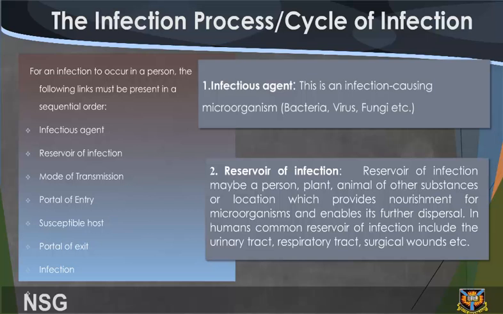2. Reservoir of infection. Reservoir of infection may be a person, plant, animal, or other substances, or location which provides nourishment for microorganisms and enables its further dispersal. In humans, common reservoirs of infection include the urinary tract, respiratory tract, surgical wounds, etc.